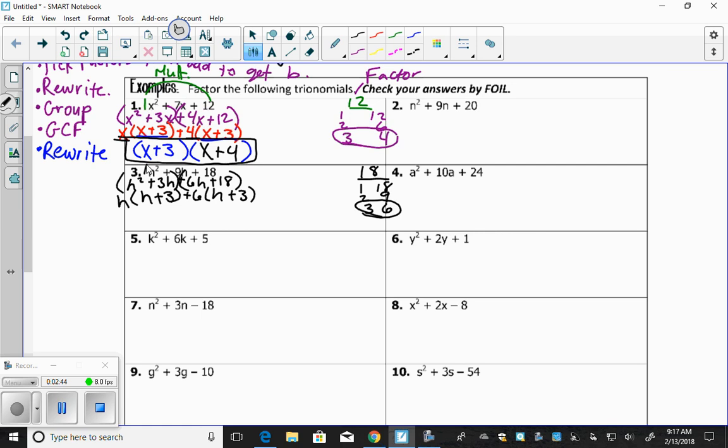Are my parentheses the same? Because when you pull out, if you have 6h plus 18 and you pull out a 6, you divide everything by 6. This is steps from yesterday. Are my 2 parentheses the same? So you rewrite again with h plus 3 in one parenthesis, and what's left in the other, h plus 6. You see where 6? What's left goes in the second one.